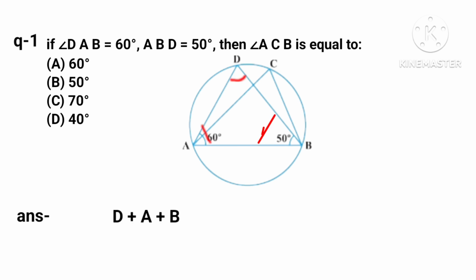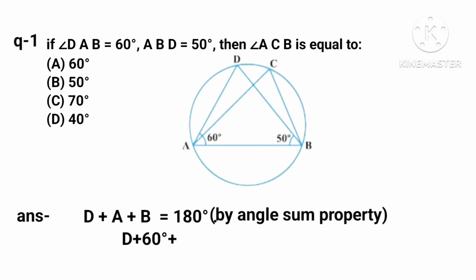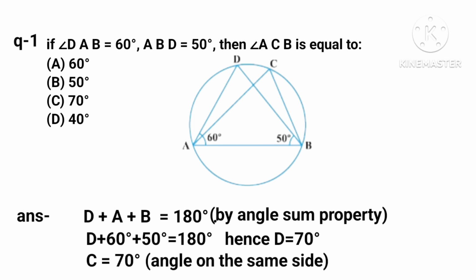Angle D plus angle A plus angle B equals 180 degrees by angle sum property. Therefore, D plus 60 degrees plus 50 degrees equals 180 degrees. Hence, D equals 70 degrees. Therefore, angle C equals 70 degrees, angles on the same side. Answer is C.